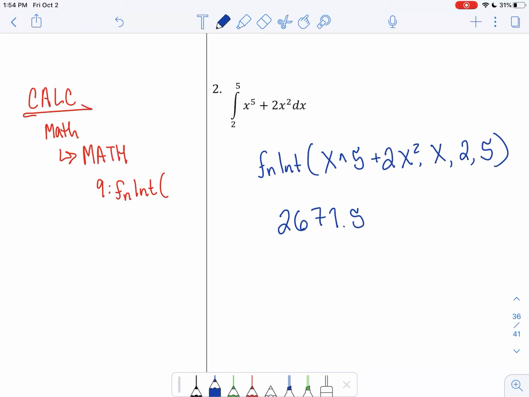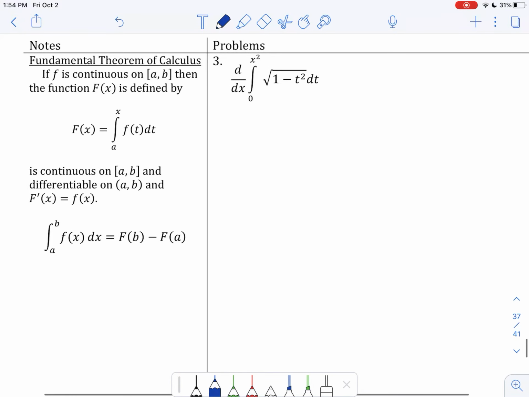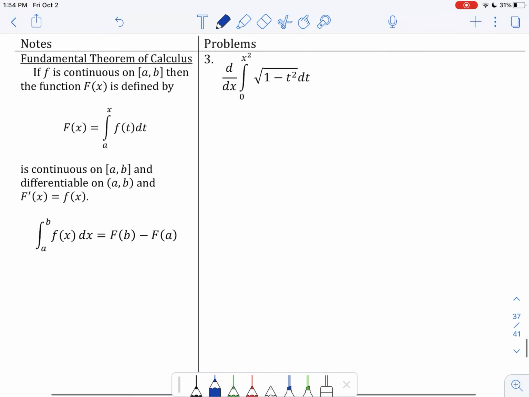2,671.5. Of course, we could do this one by hand, but again, after seeing the results about calculators and derivatives, I definitely wanted to go over it. So there are some more complicated problems that we can solve with the fundamental theorem of calculus.